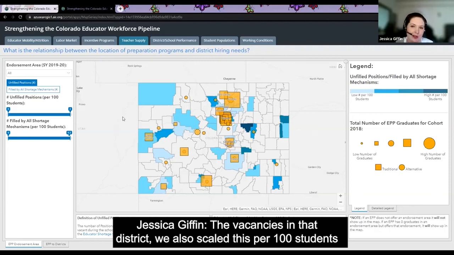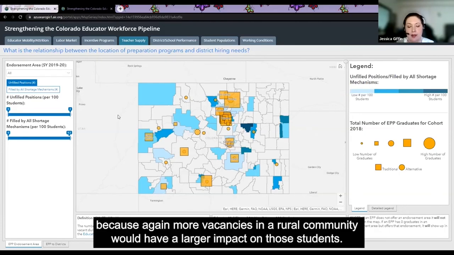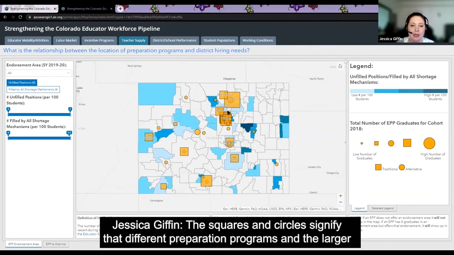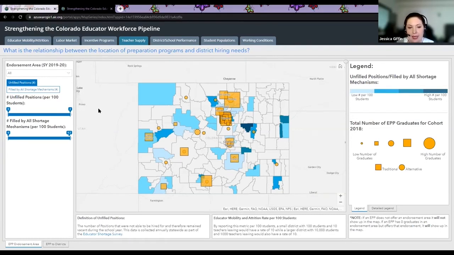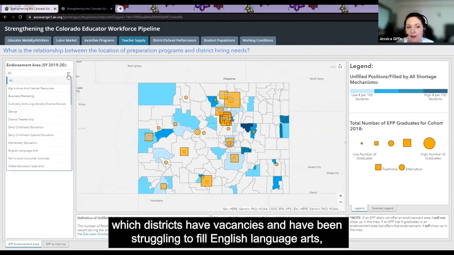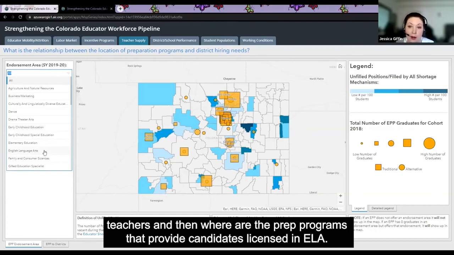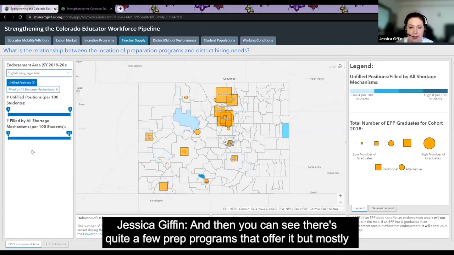We also scaled this per 100 students because again, more vacancies in a rural community would have a larger impact on those students. The squares and circles signify the different preparation programs, and the larger the square or circle, the greater number of graduates that comes from that particular prep program. So if we want to see which districts have vacancies and have been struggling to fill English language arts teachers, and then where are the prep programs that provide candidates licensed in ELA.